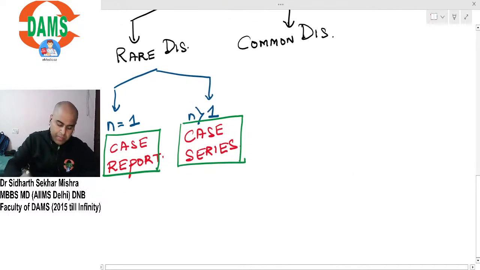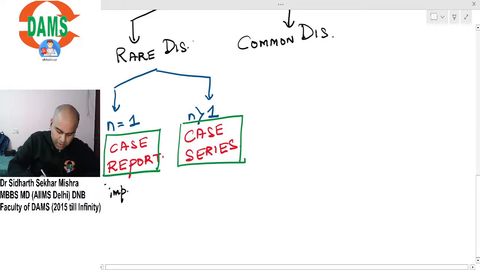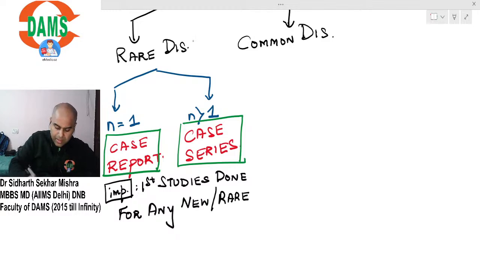Now, what is the importance of this case report and case series? The importance is they are the first studies done for any new or rare disease. So there were 2 cases of COVID who had come to India from China. They were medical students to Kerala. So that becomes a case series.